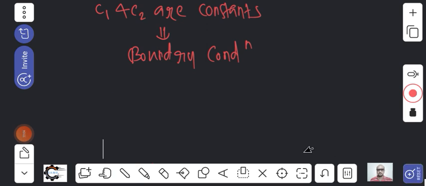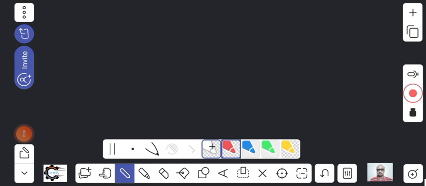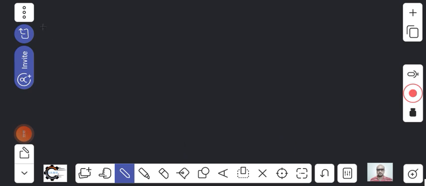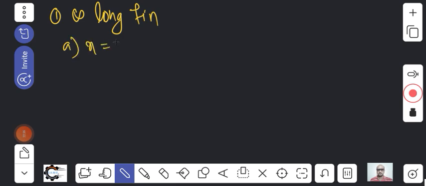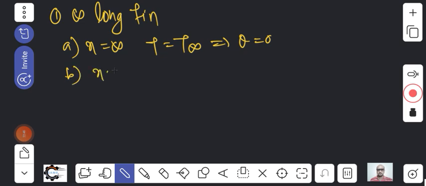So from the first case, we will take the boundary conditions. Let me change the color, the yellow color is also good. See, the first is the infinitely long fin. Infinitely long fin doesn't mean that the fin length is infinite. If it reaches the atmospheric temperature at that condition, we consider it as an infinitely long fin. In this case, when x is equal to infinity, T will be T infinity, so theta is equal to 0. The second boundary condition: when x is equal to 0, T will be equal to Tb, so theta b is equal to Tb minus T infinity.